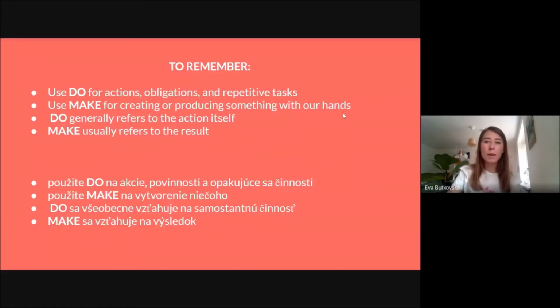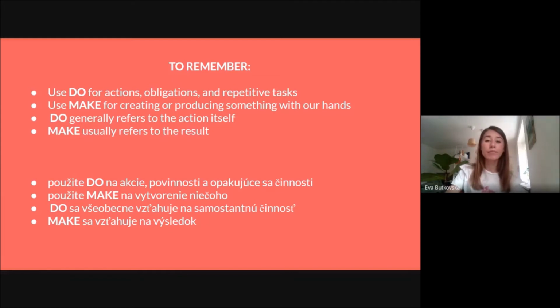So I want you to remember the basic difference between do and make. Do always refers to action, activities, sports, obligations. Obligation means I have to do it. I have to do my homework. I have to do my taxes. And repetitive tasks. So for example, I do an English course.